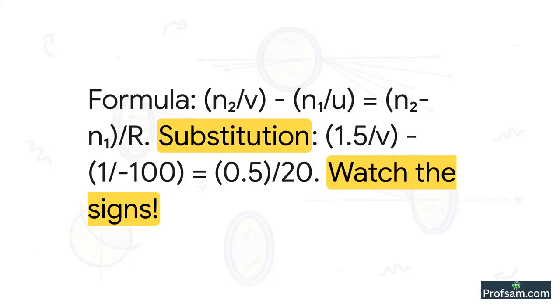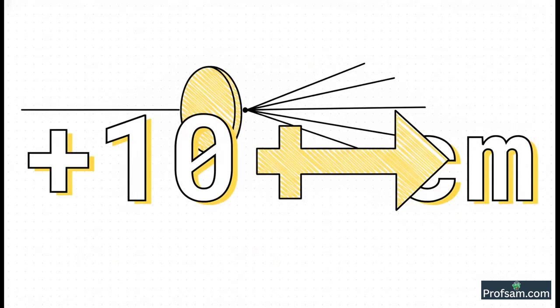Now we just put these values into our golden formula for a single surface. Very carefully, okay? So N2 is 1.5, so we have 1.5 by V, then minus N1 is 1, and U is negative 100, so we have 1 by negative 100. On the right side, it's N2 minus N1, that's 1.5 minus 1, divided by R, which is plus 20. See that? The minus sign with U and the minus in the formula make it a plus. You have to be super careful with these small details. And after a little bit of simple calculation, we get the answer V is equal to plus 100 centimeter.